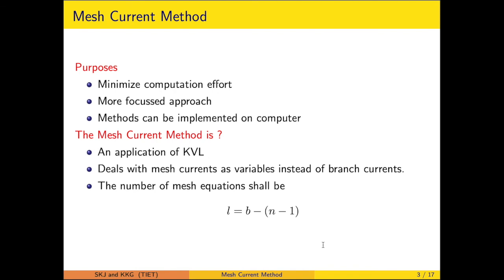On the analogous line, this particular method is also directed to minimize the computational effort, to have a focused approach, and the method can be implemented on computer. So with these objectives, we are discussing the mesh current method. On the analogous line of the nodal method, this is an application of the KVL. It deals with the mesh current as variable instead of the branch current. So this is a distinction from KCL, KVL, or the nodal method.